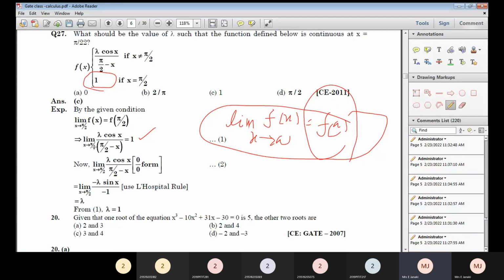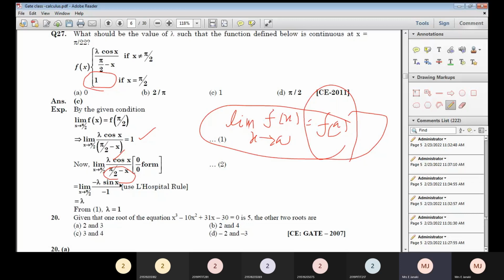When I substitute x tends to pi by 2 here, what will you get? Cos 90 is equal to 0, and the denominator term is pi by 2 minus pi by 2, that is 90 minus 90, which is 0. So you are getting 0 by 0 form. Using L'Hospital rule, differentiate the numerator: lambda cos x differentiates to minus lambda sin x. For the denominator, the derivative of pi by 2 is 0, since it is constant, and for minus x the derivative is minus 1. Now apply the limit x tends to pi by 2.